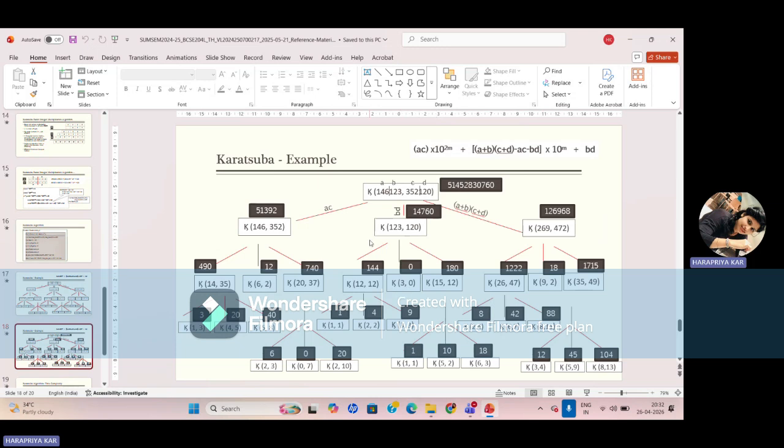Then again 1, 3, 4, 5, 6, K of 5, 8. Then 20 is K, 1, 1, 2, 2, 3, 3. Then again 2, 4, 6, 7, 8, 11. Next you have to split it like this. So finally, you have to get the output like this. This is the example. Try to solve it.